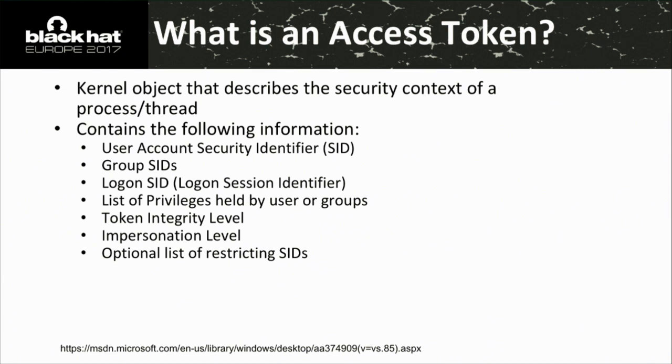The integrity level is going to basically dictate whether that token has the ability to act on the behalf of an administrator. And then the impersonation level and a list of restricting SIDs. So let's say I have an administrator account, but I don't want to provide the full access of that administrator account to a process. You can restrict some of its privileges and capabilities.